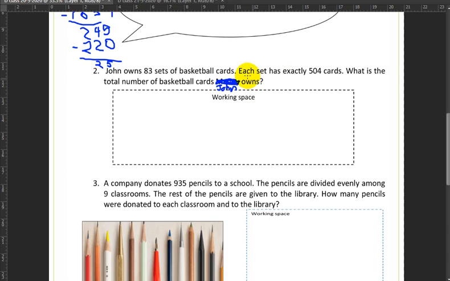So, one set has 504, and we want to find how many there are in 83 sets. That means that I need to multiply. Since I know how many there are in one, I need to find how many there are in many, I need to multiply. I need to do 504 times 83.